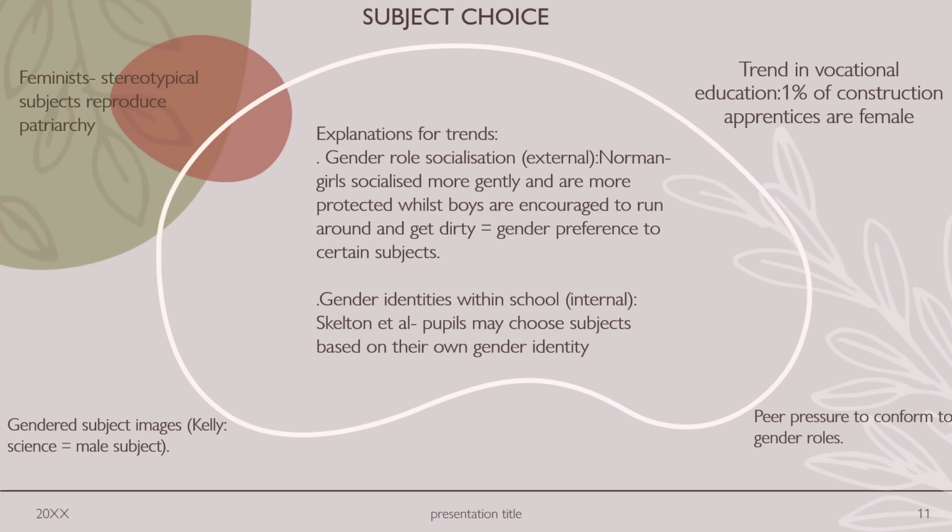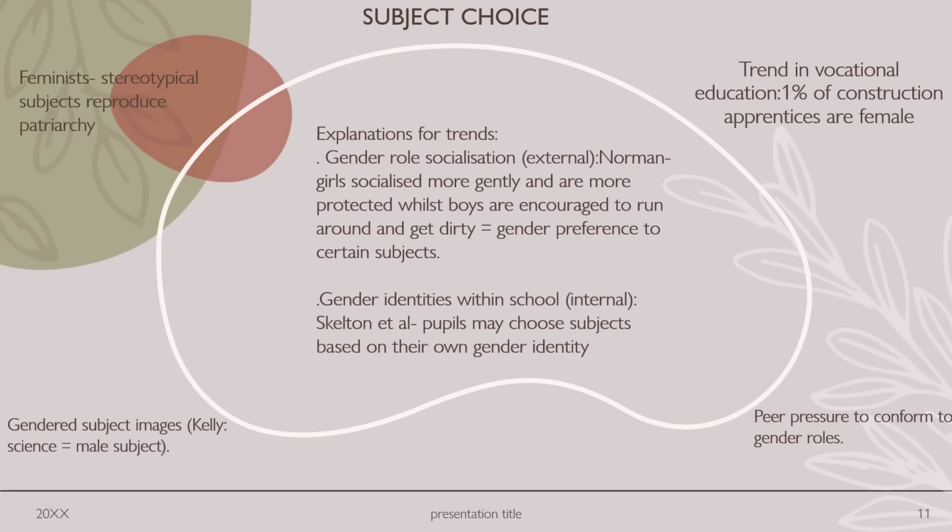The reason why girls and boys pick specific subjects is because they've been socialized like that since they were young. So girls may tend to go for less practical subjects because they've been socialized in a more quiet and gentle environment, while boys might go for something more practical. An internal factor is gender identities within school. Skelton et al. talk about this and say pupils may choose subjects based on their own gender identity that they have within school.